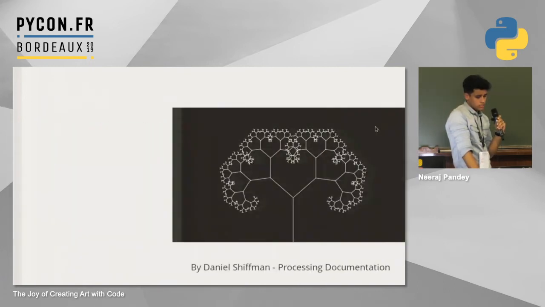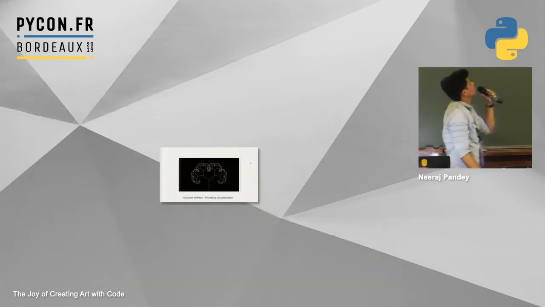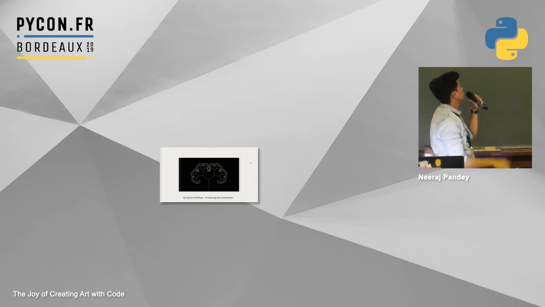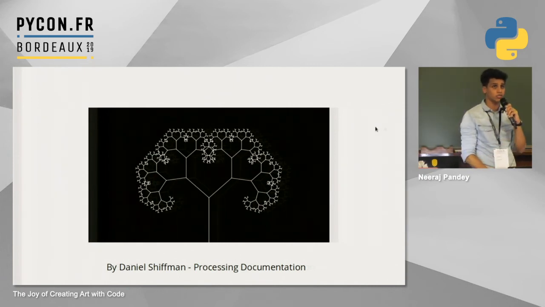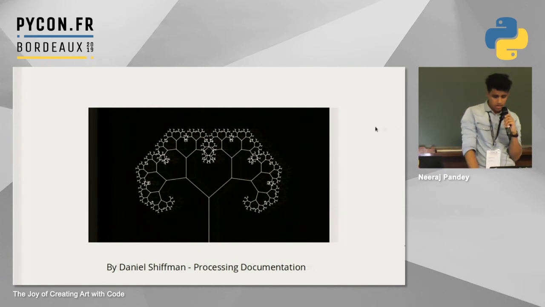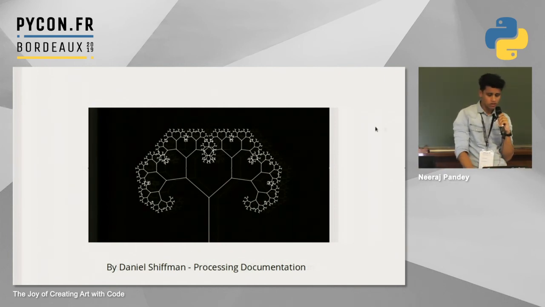And this is a fractal tree. This has been shown in the Processing documentation by Daniel Shiffman. If you want to know more about Daniel Shiffman, you can watch his YouTube channel, The Coding Train. This shows how algorithms are used to make fractals.